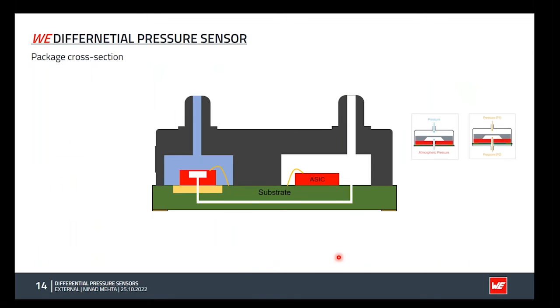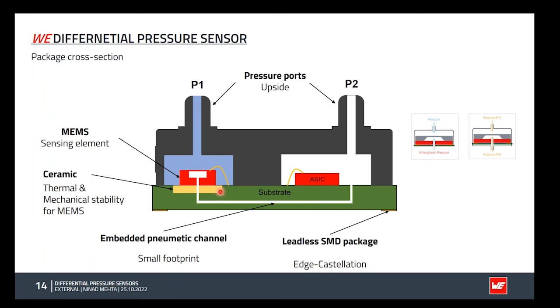Let's have a look at the cross section of the differential pressure sensor. How does it look? In the standard product, we have two ports on the top side. Port 1 connects directly to the top side of the MEMS element, and the MEMS element is directly placed on a ceramic, so that it provides better thermal and mechanical stability, and thus better offset performance. The other side of the MEMS element is connected through a hole, via an embedded pneumatic channel, to the other port, and the MEMS and ASIC are then bonded to the PCB.